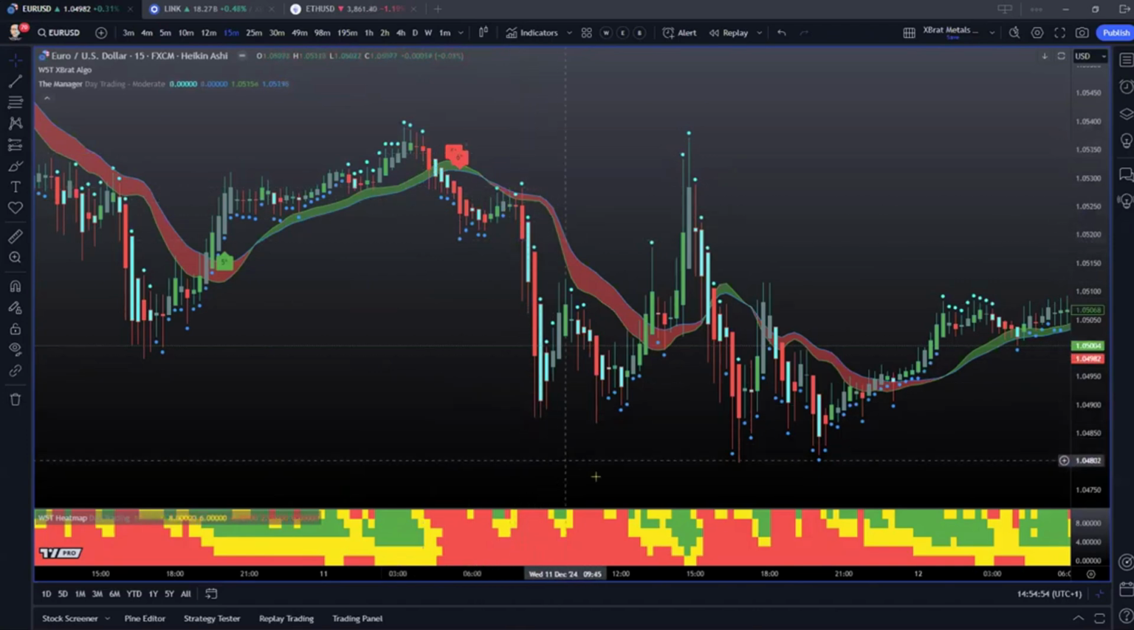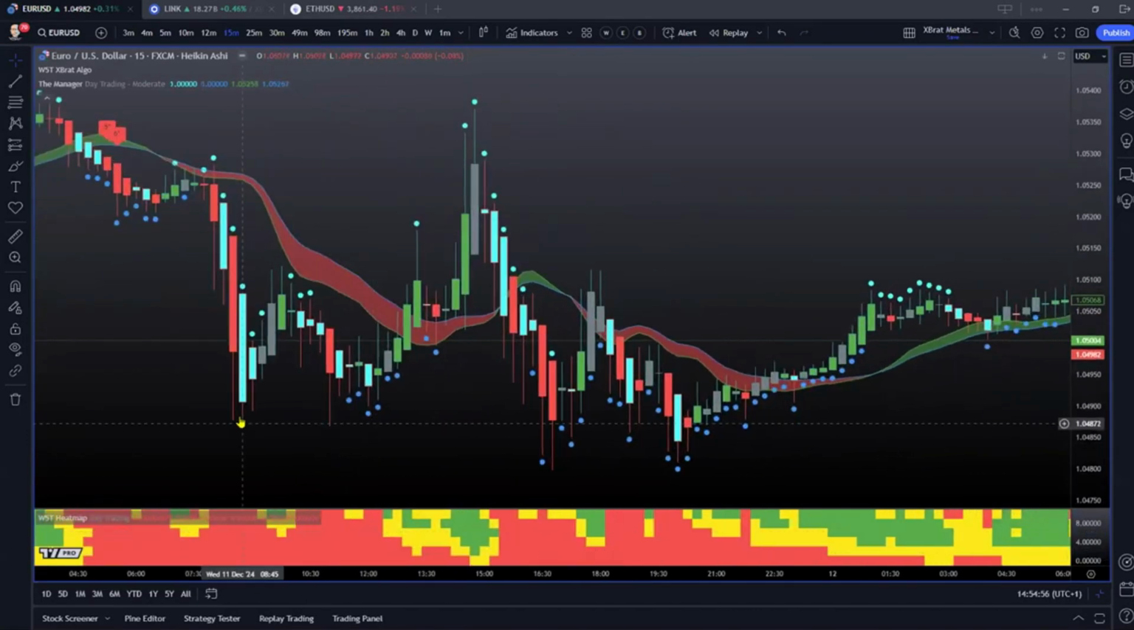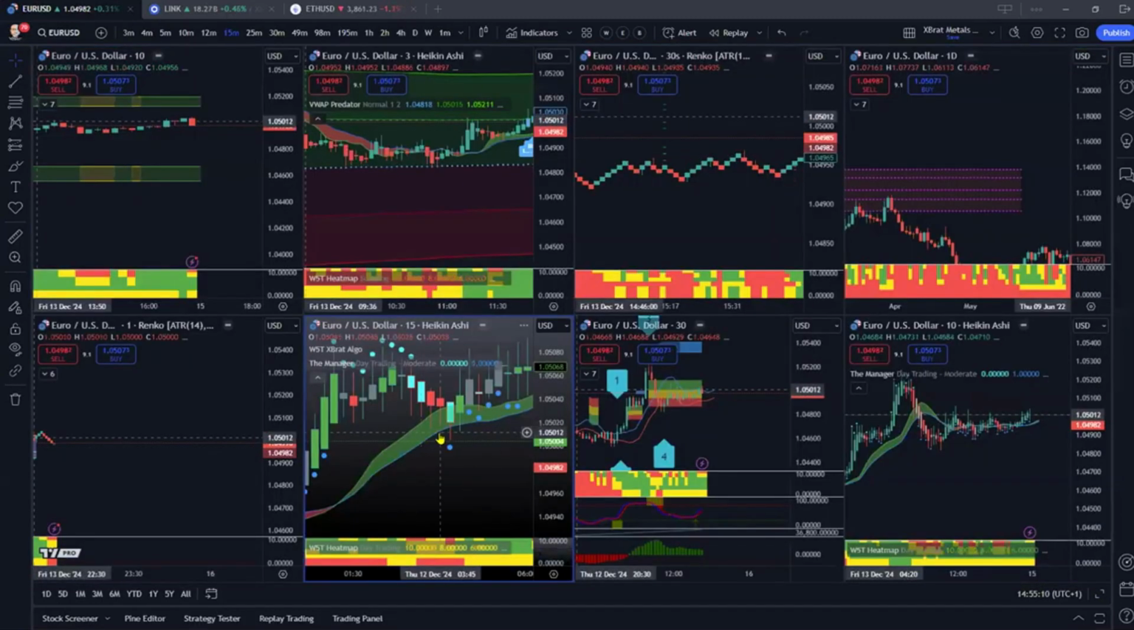We understand with the manager on this pullback here, we got higher than average volume, but it runs out of juice and then starts to come back down again. The manager ribbon still stays red. We're going to stay in this trade. Okay, so that is the xBrat Algo.